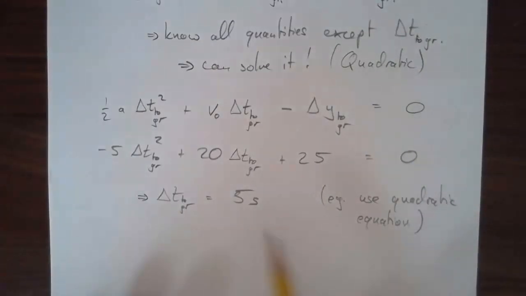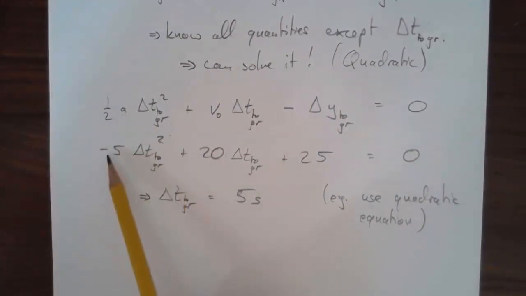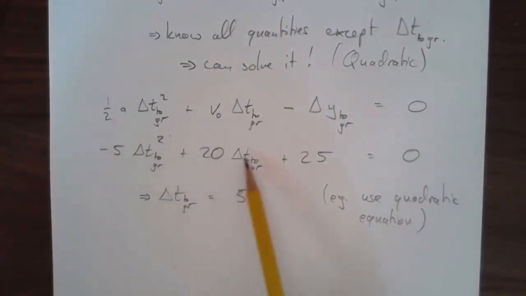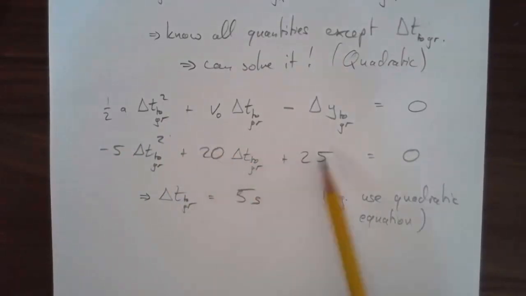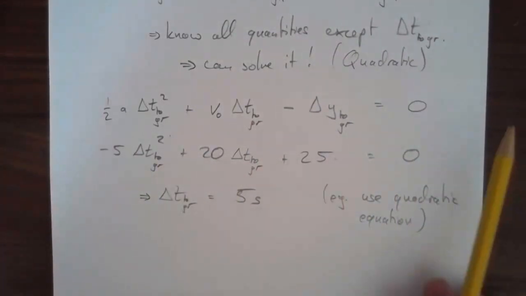There are also other methods to solve it. Let's check that it's true. So 5 squared is 25, minus 5 times 25 is minus 125, plus 20 times 5 is 100, plus 25. Yes, that comes to 0. You can double check for yourself that that is true.